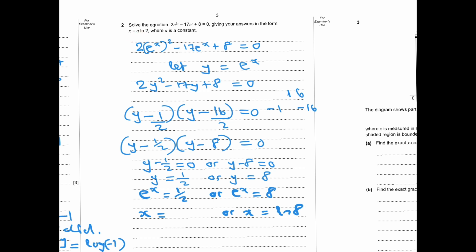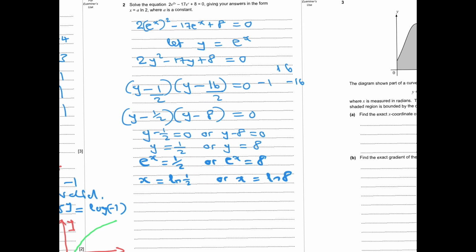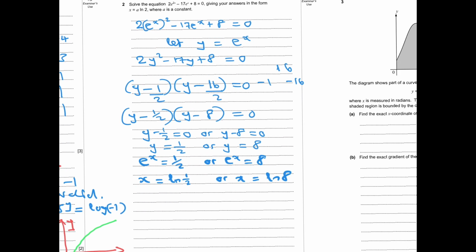So I will say x is equal to ln of half. But 1 over 2 is the same as 2 to the power of negative 1. So I can have ln 2 to the power of negative 1. If I bring down the power using the power law, that will become negative 1 ln of 2. And of course, if you compare that with what we have there, that will be fine.